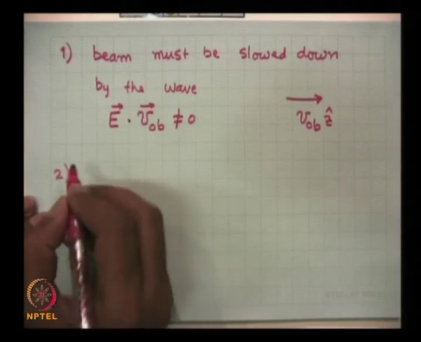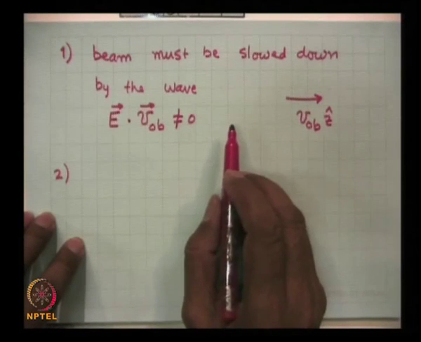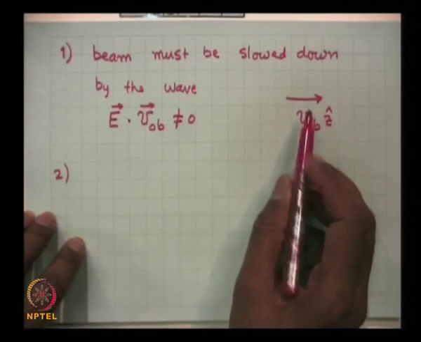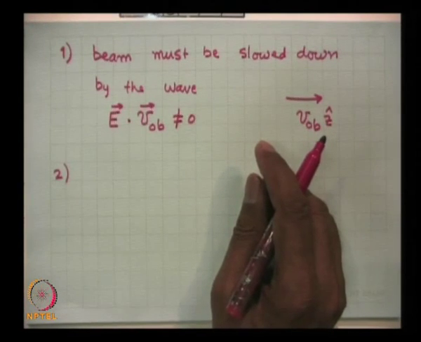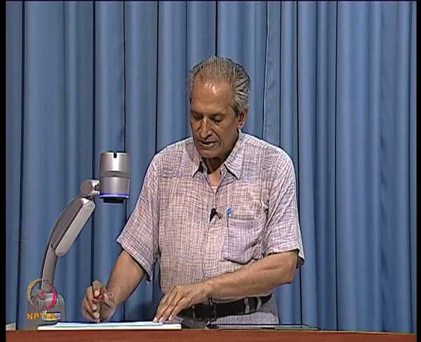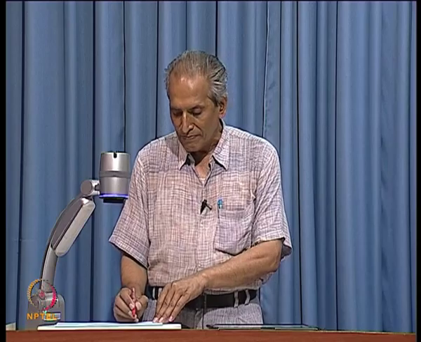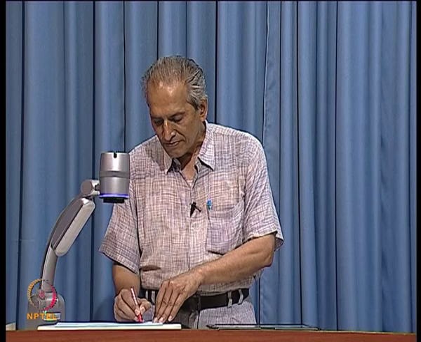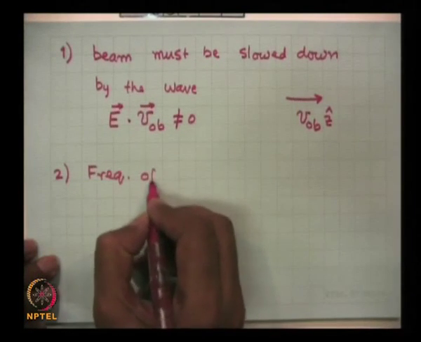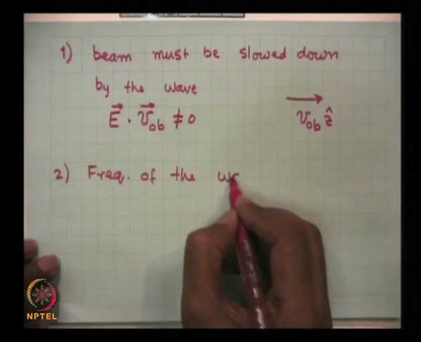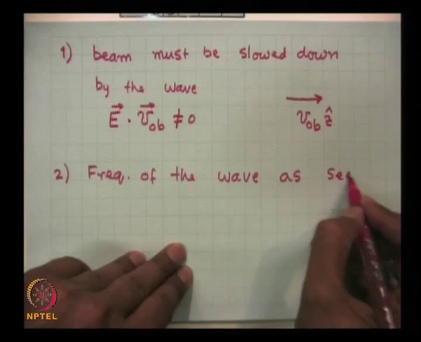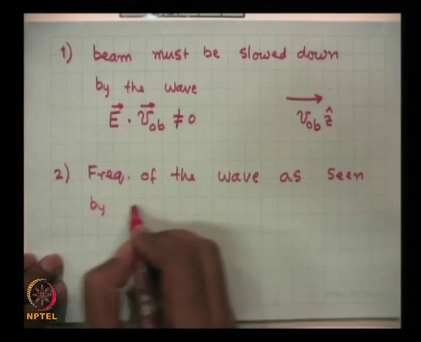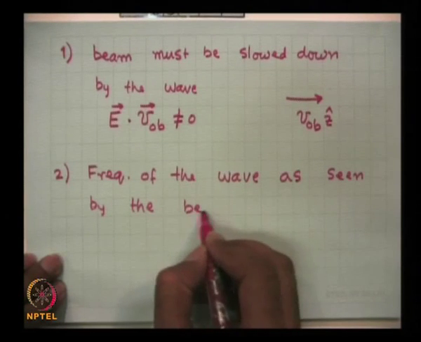Second condition is that the frequency of the wave as seen by the beam should be small. We have seen that the response of electrons to any electrostatic field is inversely proportional to frequency. So, what you require is that the frequency of the wave as seen by the beam should be nearly 0.